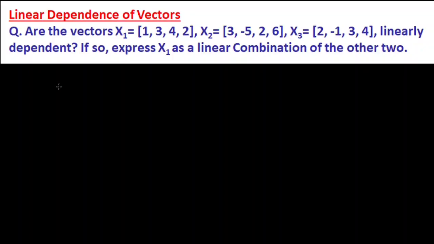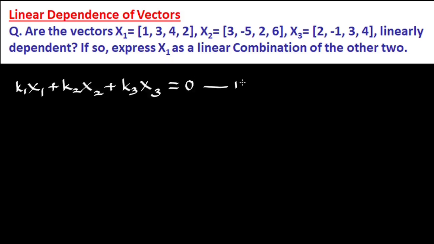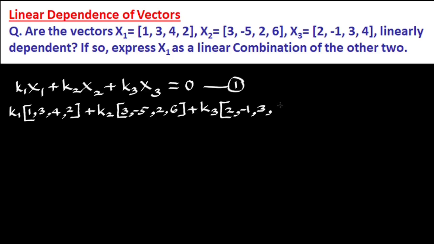For checking linear dependence of vectors, we write them as k1x1 plus k2x2 plus k3x3 equals 0 and name it 1. That will become k1 vector x1 plus k2 vector x2 plus k3 vector x3 equals 0 vector. Remember here k1, k2, k3 are all non-zero.